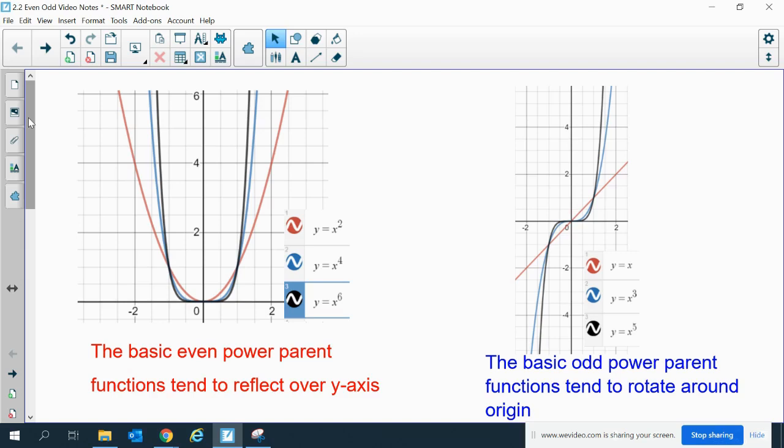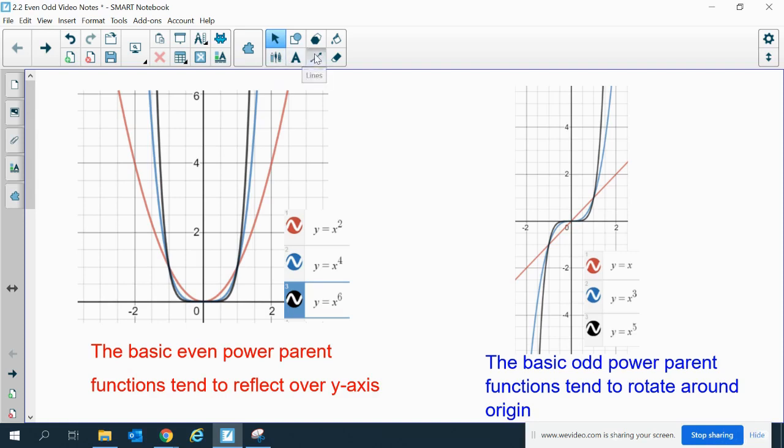This video is about even and odd functions. If we look at these pictures, that can kind of give us an understanding of what even and odd functions look like graphically. When we look at x squared, x to the fourth, x to the sixth, and any other basic parent function that has an even power, what we see is that the graph has reflections over the y-axis.